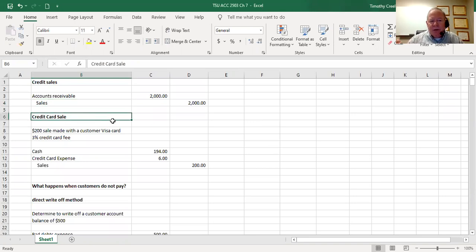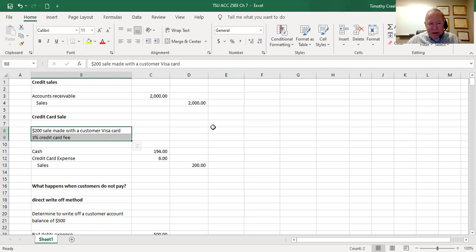So let's say it's a credit card sale. A lot of companies offer credit cards to their customers, and it helps their business. Not everybody has cash, and so it's easier for a lot of customers to pay using a credit card, a Visa or American Express or Discover card. So let's say that a $200 sale is made with a Visa card. The customer uses Visa, and let's say Visa has a 3% credit card fee.